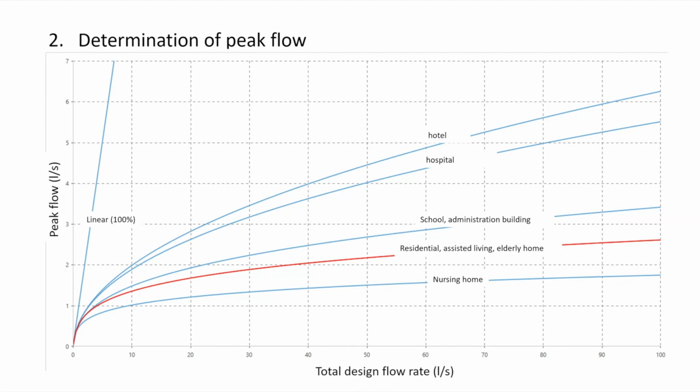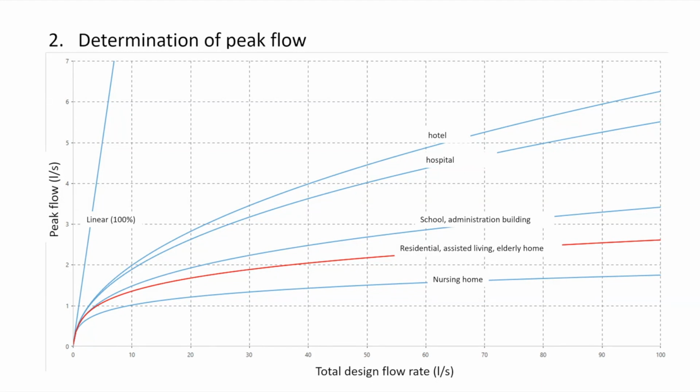This is a bit identical to what Dan also introduced, where he said that the Hunter's curve has different fixture units for private buildings and for public. So for public, the numbers are a bit higher, and public, I would say, is also hospital and hotel.